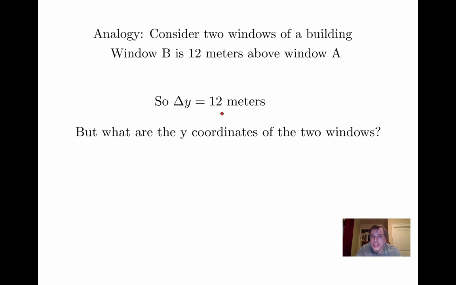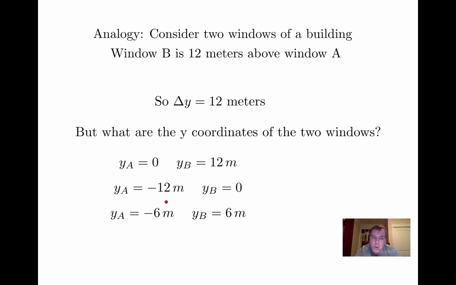You just have to choose your coordinate system, and then that will define the y's of the two windows. For example, you could set the origin of your coordinate system at window A. Then yA would be 0 and yB would be 12 meters. But it's totally up to you to set your origin. You could put the origin at window B, in which case y of window A would be minus 12 meters. You could put the origin right between the two windows, in which case yA would be minus 6 meters and yB would be 6 meters.